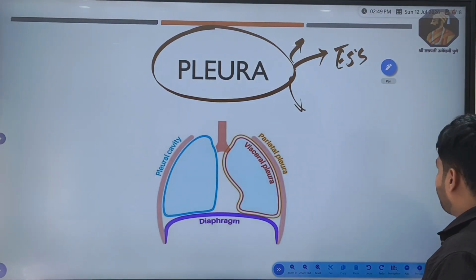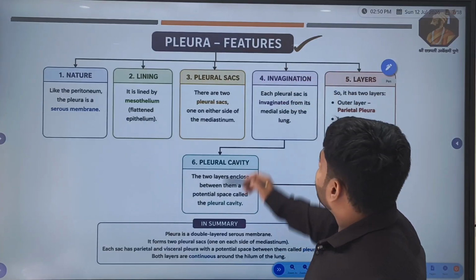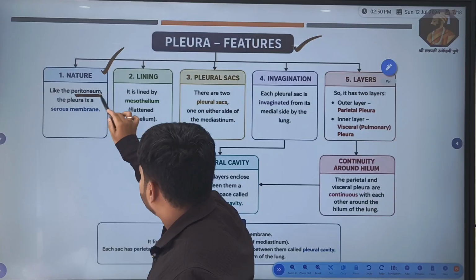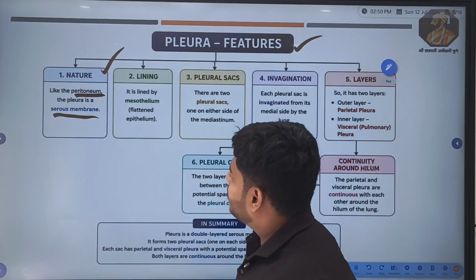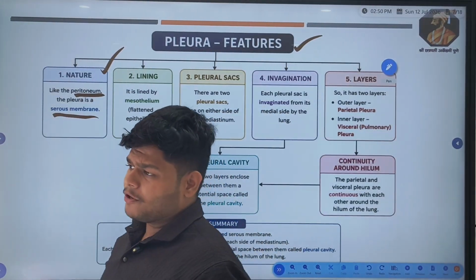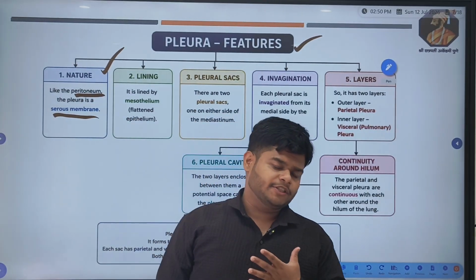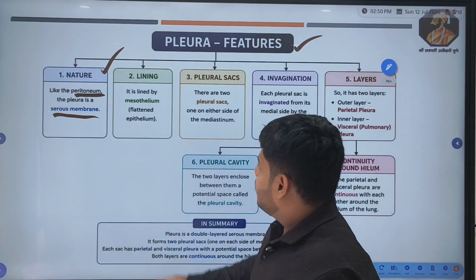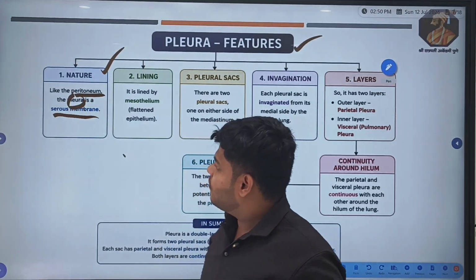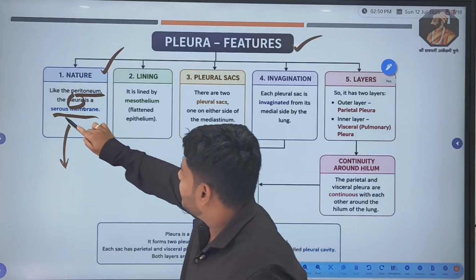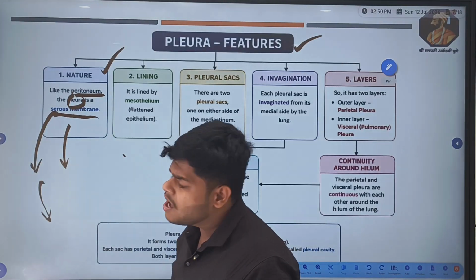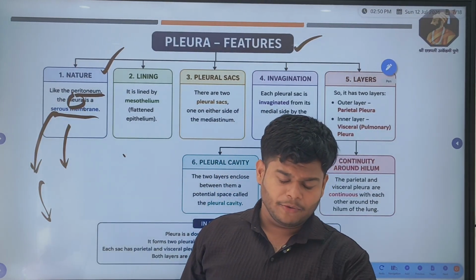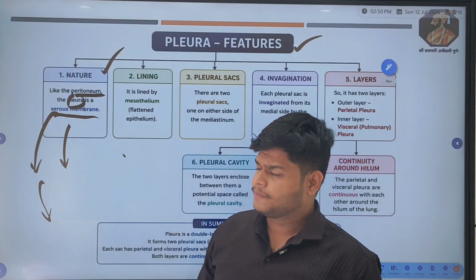Now let us start. Pleura. What are its characteristic features? What is its nature? It is like a peritoneum, and it is made up of a serous membrane. Peritoneum is a covering of the abdominal cavity which protects the organs in it. Pleura is the same for the lungs; it is made up of a serous membrane which contains serous fluid, which reduces the friction whenever the lungs contract or expand during inspiration or expiration.